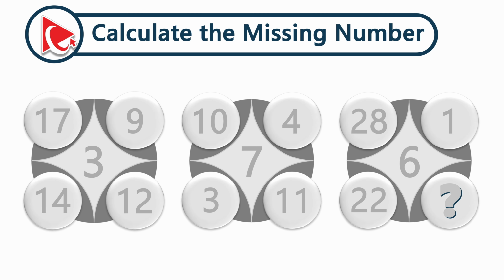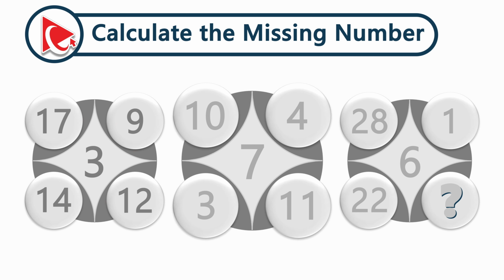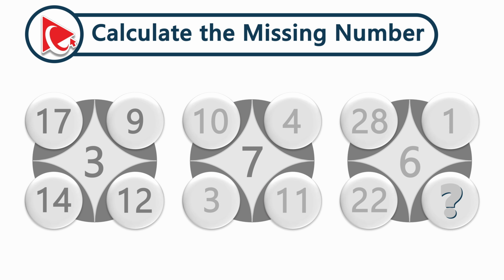The first shape on the left has number 3 in the middle, and then numbers 14, 17, 9, and 12. Second shape has number 7 in the middle, and then numbers 3, 10, 4, and 11 on the outside. And then the third shape has number 6 in the middle, and then numbers 22, 28, 1, and then comes the missing number, which you need to calculate and select your answer out of 4 possible choices.